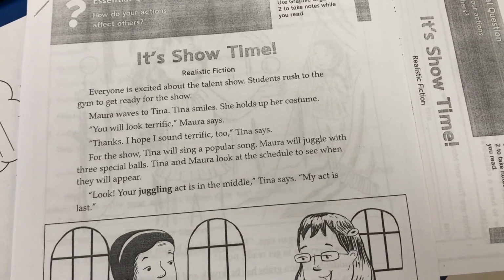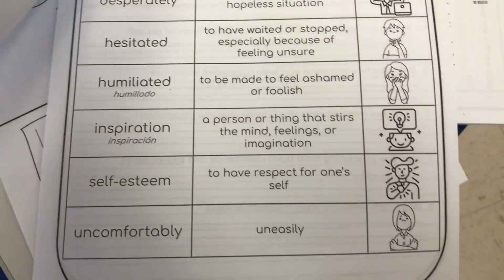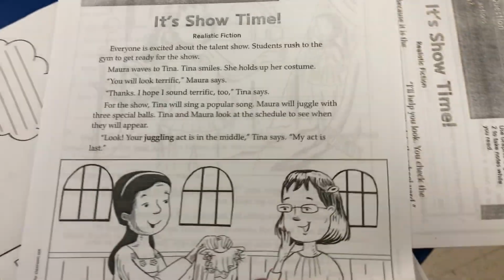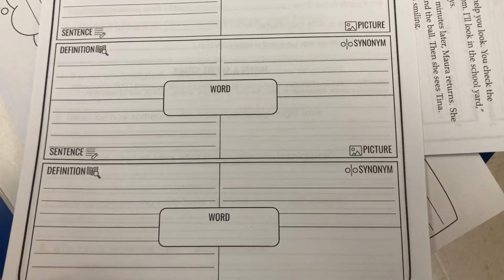It's Showtime. And then they have their vocabulary words with the cognates, and that is just a study guide page. And then they have the activities on the next page, along with 3 vocabulary maps that they complete on 3 words of their choice.